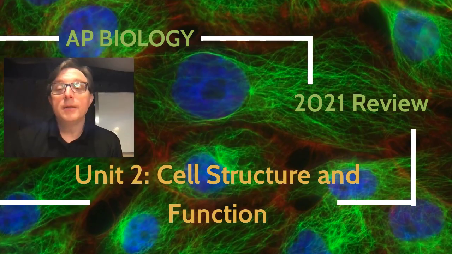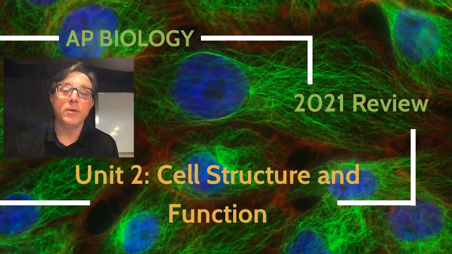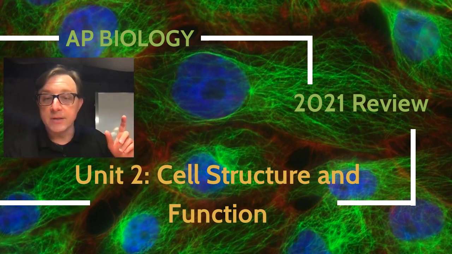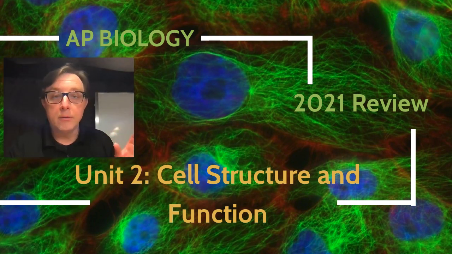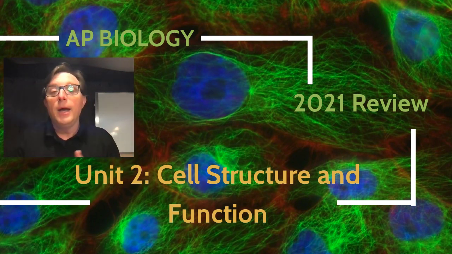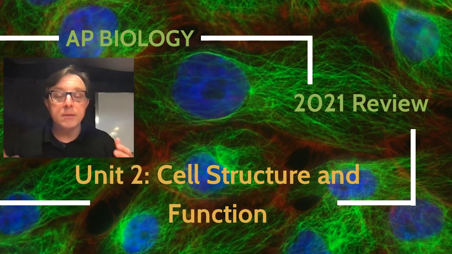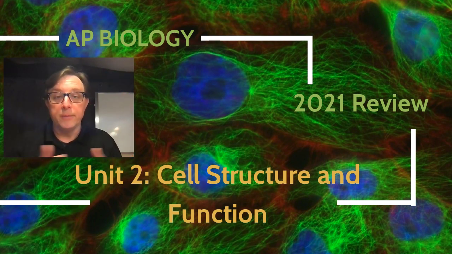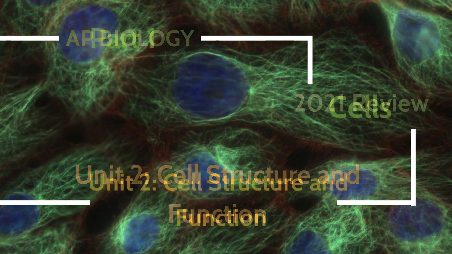Hey, Dr. H here. Today's video will be our review of Unit 2 for the AP Biology test, where we will go over cell structure and function. In part 1, we'll go over some basics of cell structure and quickly review some of the important organelles found in the cell. Then in part 2, we will get into cell membrane structure and function and cell transport. So let's go ahead and get started with part 1.